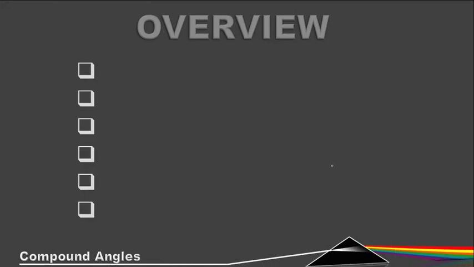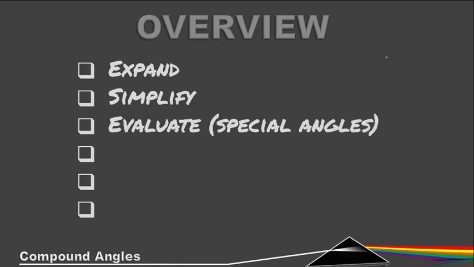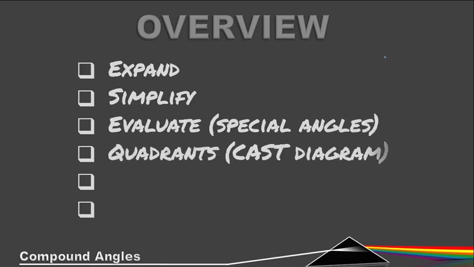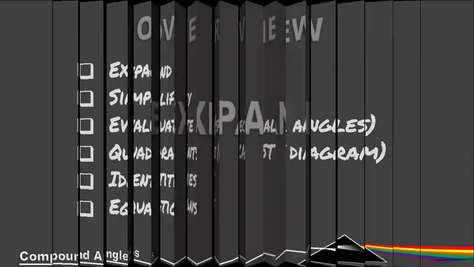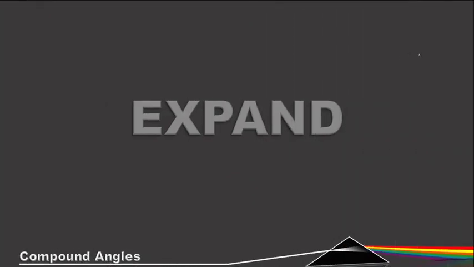Now for an overview of this video, we will first look at expanding, then simplifying, then using or evaluating with our special angle rules, then quadrants where we use the CAST diagram, then look at identities and equations. All of these we've done previously, except now with compound angles. So we start with expanding.